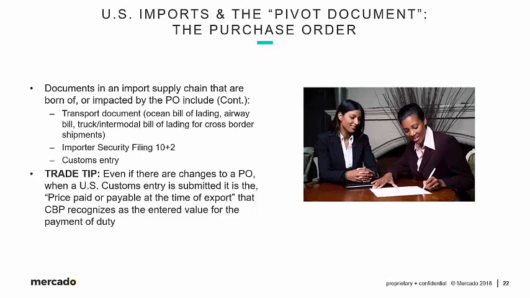Trade tip. Even if there are changes to a PO, when a U.S. customs entry is submitted, it is the, and we quote, price paid or payable at the time of export that CBP recognizes as the entered value for the payment of duty. What does this mean? That POs are going to change. We already explained why. If POs change, other documents change: commercial invoice, packing list, bill of lading. The information on those documents is what is used to do a customs entry. We can't have confusion between what an original PO said and an updated PO said and what's on the commercial docs.